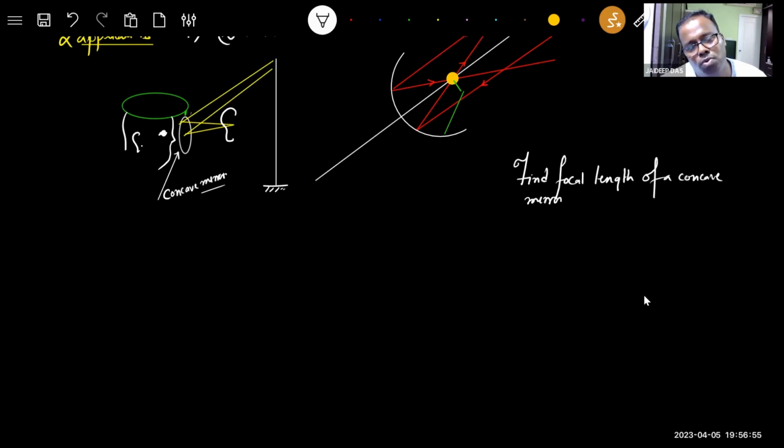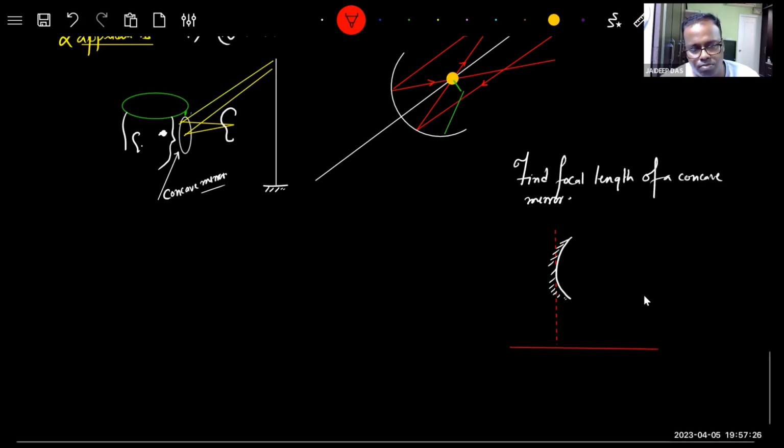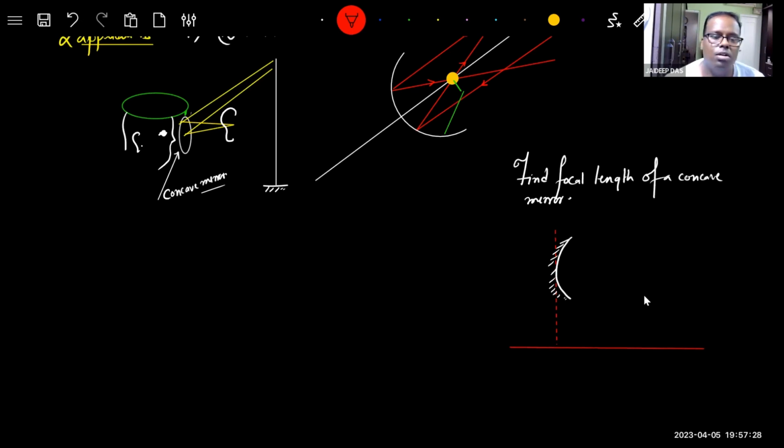How will you find out the focal length of a concave mirror? Very simple. You take a mirror. This is your concave mirror, right? And you take a distant light source, and benchmark this place. Let's say I benchmark this. यहाँ पे mark कर दो, right? And this is your, say, a sort of scale.